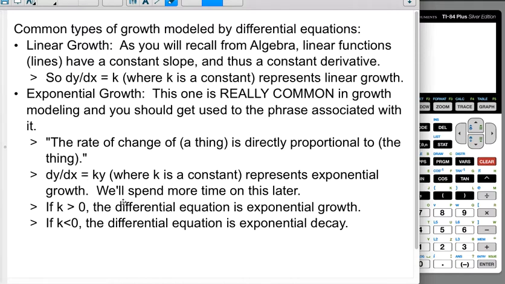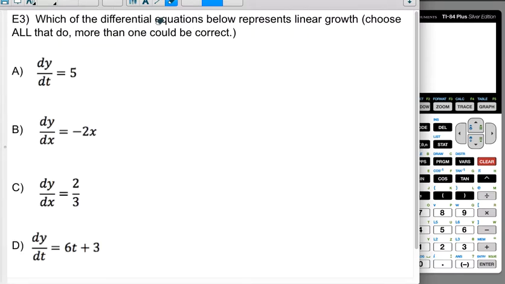If k is greater than 0, we're looking at what's called exponential growth. If k is less than 0, we're working on what's called exponential decay, and we'll spend some time talking about that later. So which of the following equations represents linear growth? And we're going to choose all the ones that apply.